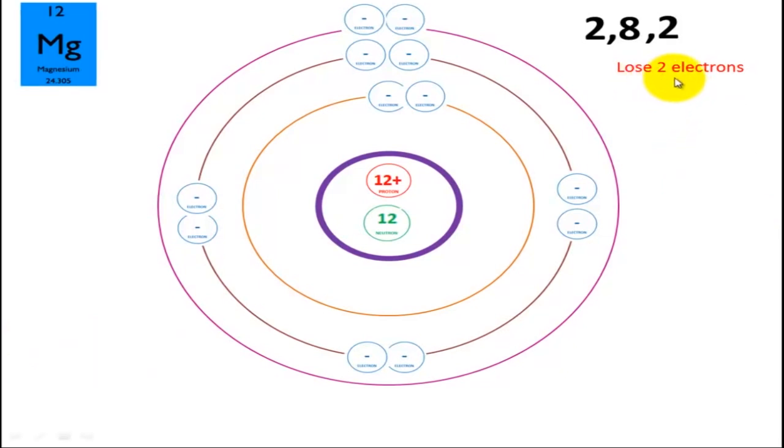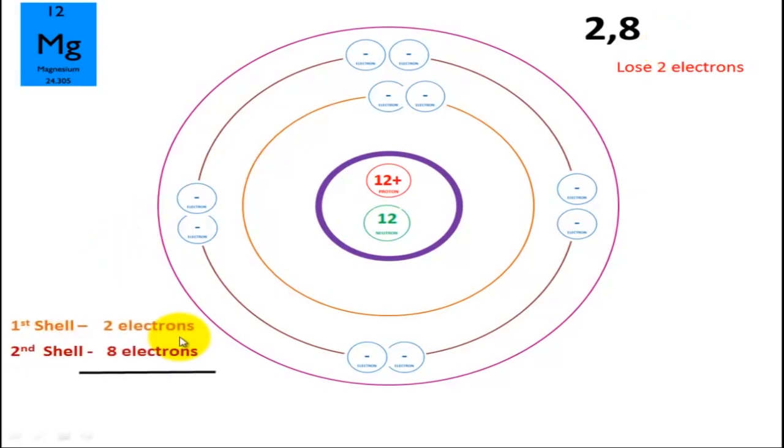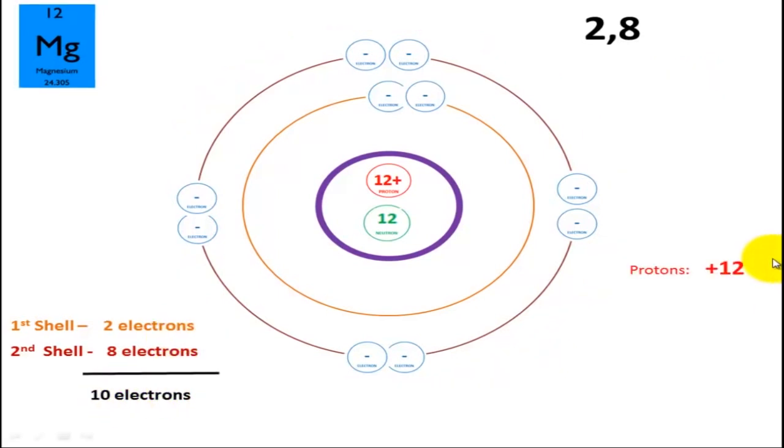So it has an electron configuration of 2:8. When we add the electrons, 2 plus 8, we get 10 electrons. 10 electrons against 12 protons, which are positively charged. When you add, you get a charge of plus 2. So that charge of plus 2 becomes the charge on magnesium because it has just lost 2 electrons. It has a charge of plus 2.